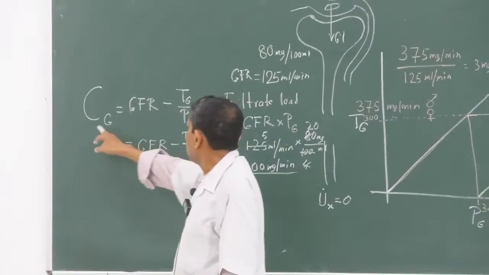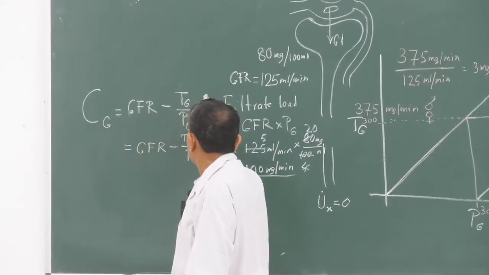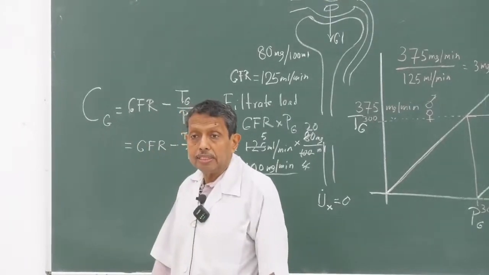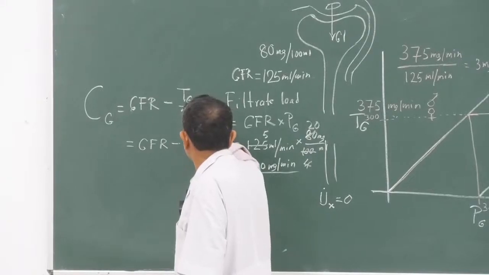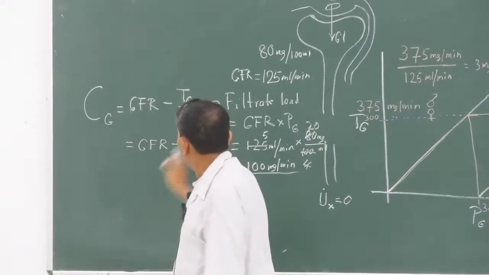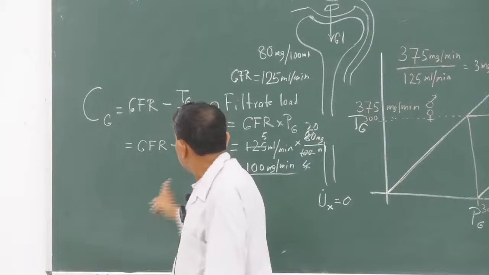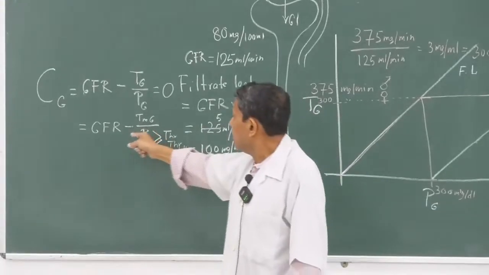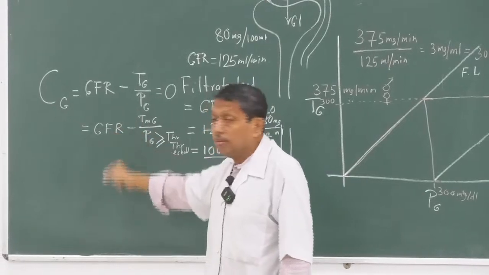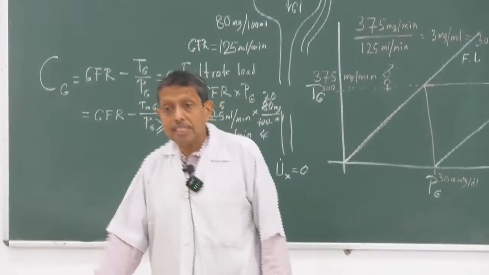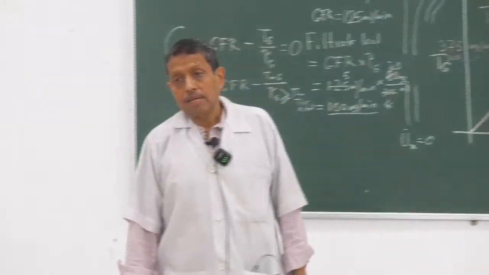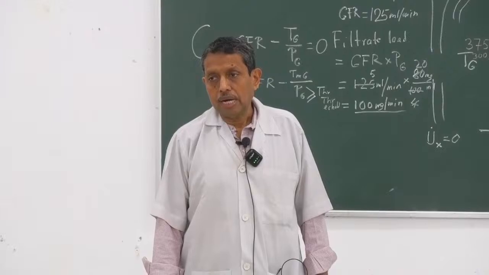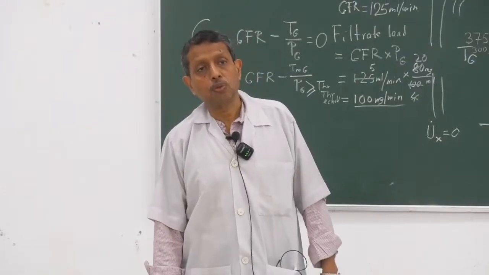You will multiply it by this, then GFR into Pg minus Tg, and Tg is equal to this value, it becomes 0, normal. But it goes on increasing. Whenever it reaches the threshold value and even more, there will be more and more glucose present in the urine and clearance will rise. Theoretically it should touch, but it does not touch. It is called asymptotical.